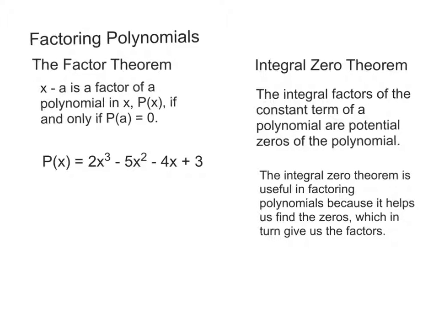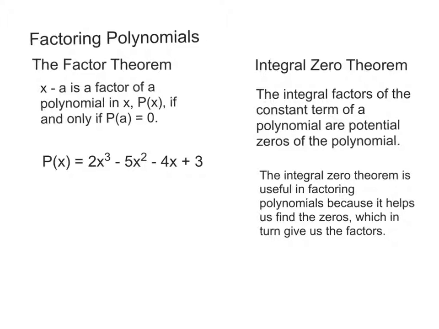Our goal with this lesson is to be able to factor a polynomial like this p of x, 2x cubed minus 5x squared minus 4x plus 3. The reason we want to be able to do that is because if we get this in factored form, then we'll be able to know more about the graph. So in order to do that, though, we have to use this factor theorem.